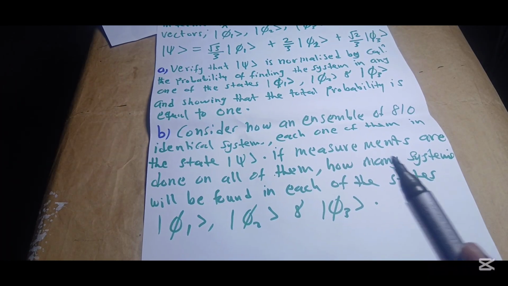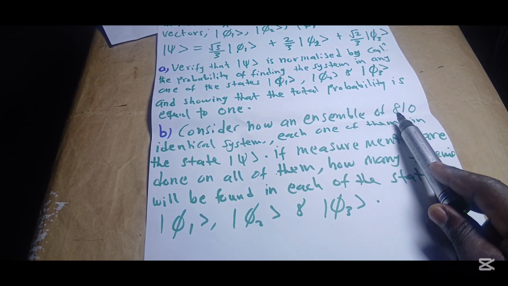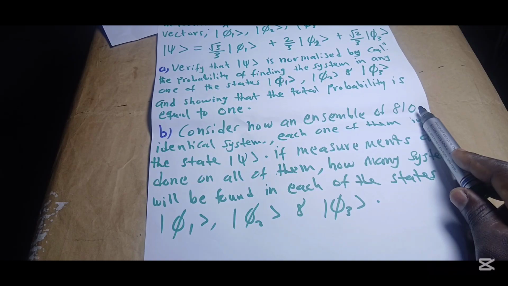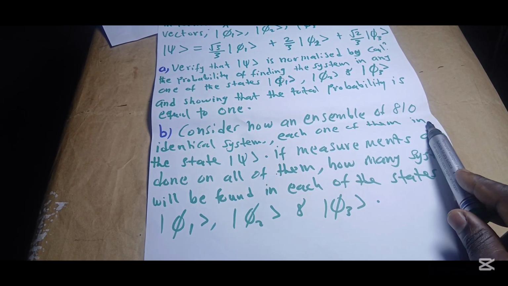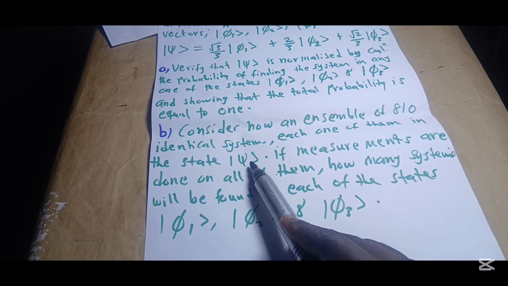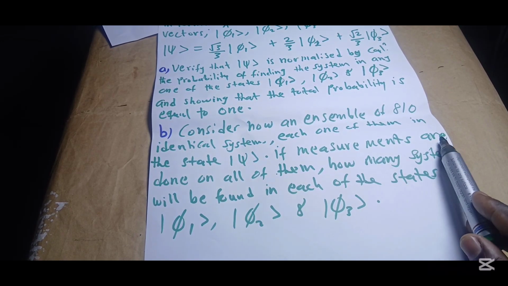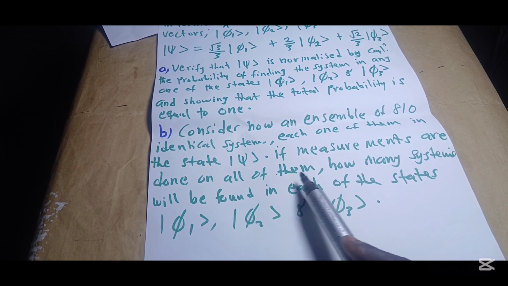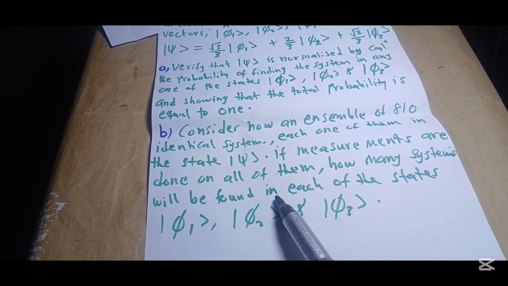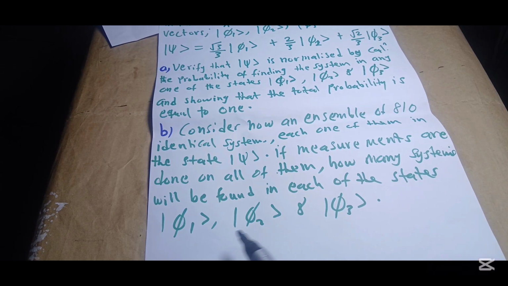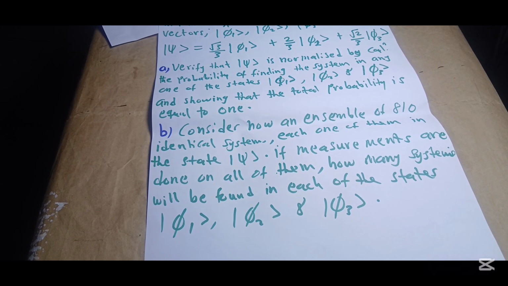Part B of the question: consider now an ensemble of 810 identical systems, each one of them in the state ket psi. If measurements are done on all of them, how many systems will be found in each of the states ket phi 1, ket phi 2, and ket phi 3?